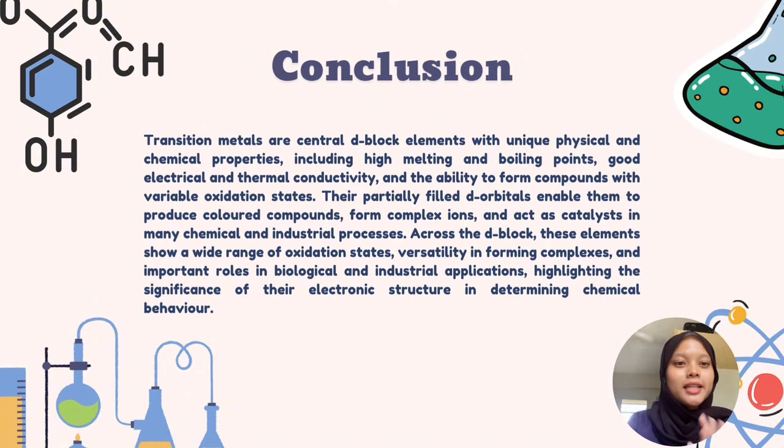In conclusion, transition metals are d-block elements with unique physical and chemical properties. Their partially filled d orbitals allow them to show variable oxidation states, form colored compounds, and produce complex ions. These features make transition metals important as catalysts in many biological and industrial applications, highlighting the significance of their electronic structure in determining chemical behavior.